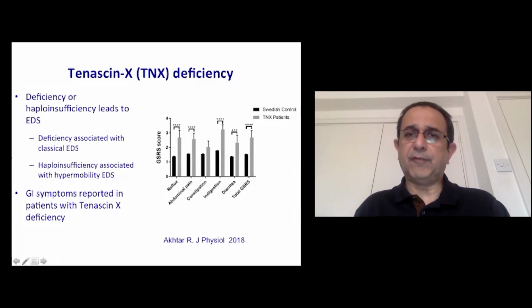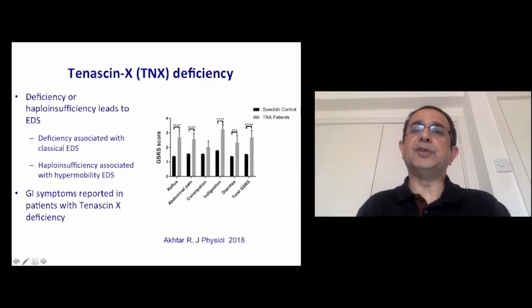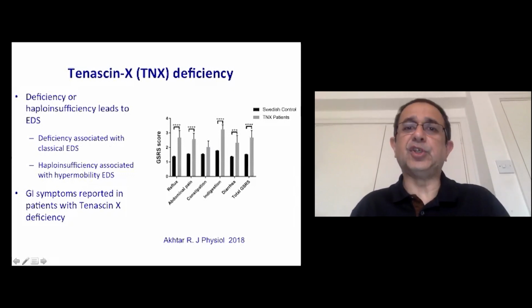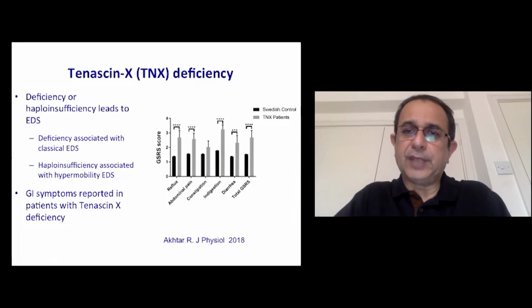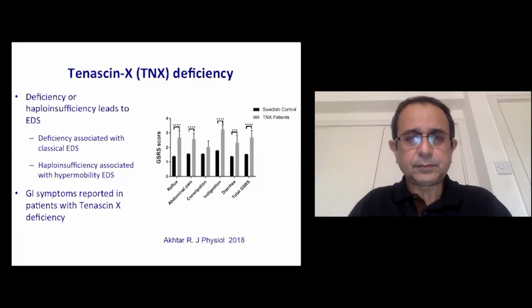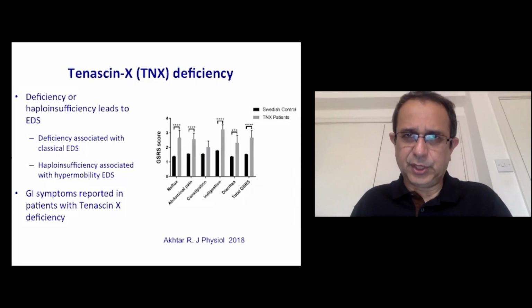There have been some studies from our group which have shown that these patients complain a lot of the symptoms that I've described earlier. So in gray bars, you can see the Tenascin X patients. We've got some control sample from a Swedish cohort because these were Swedish patients. You can see that symptoms such as reflux, abdominal pain, indigestion, diarrhea, and the GSRS, the Gastrointestinal Symptom Rating Scale, a questionnaire that we use, the total score on that is much higher in the Tenascin X patients.